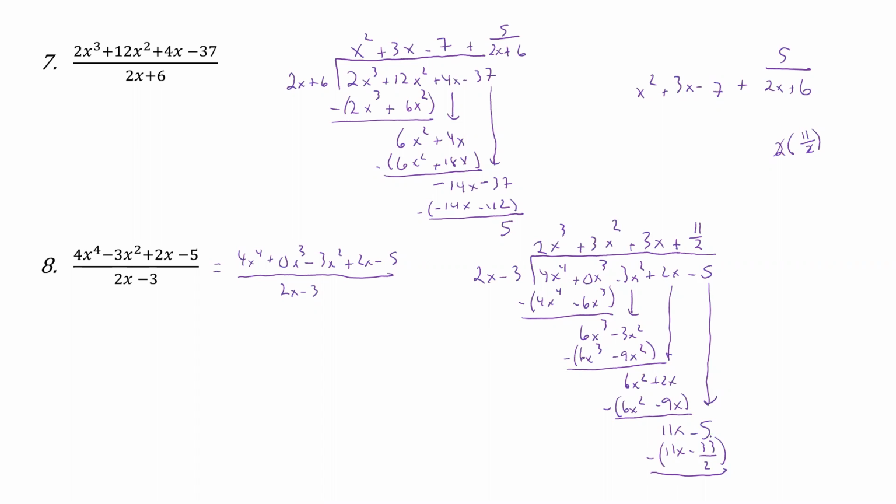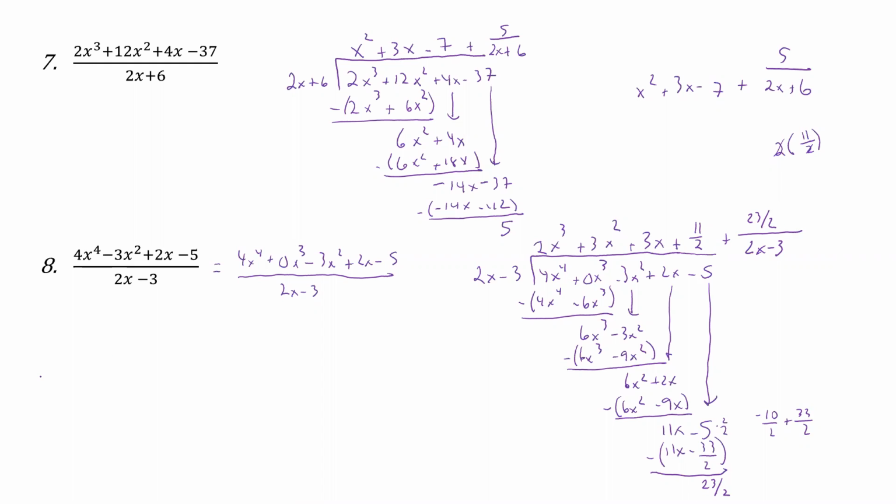So now we subtract. Now let's put this here. The 5, we have to have a common denominator of 2. So that's going to give us really a minus 10 over 2. Then we have a minus 33, so plus 33 over 2. So 33 minus 10 is going to give us 23 over 2. So that's going to be plus 23 over 2 over our 2x minus 3. Okay, so a little more complicated.